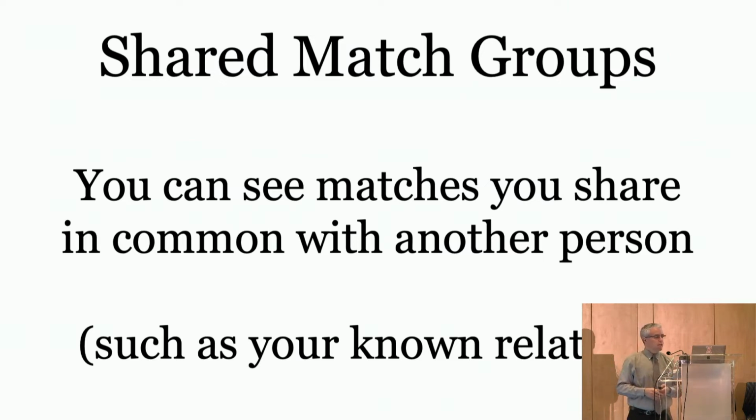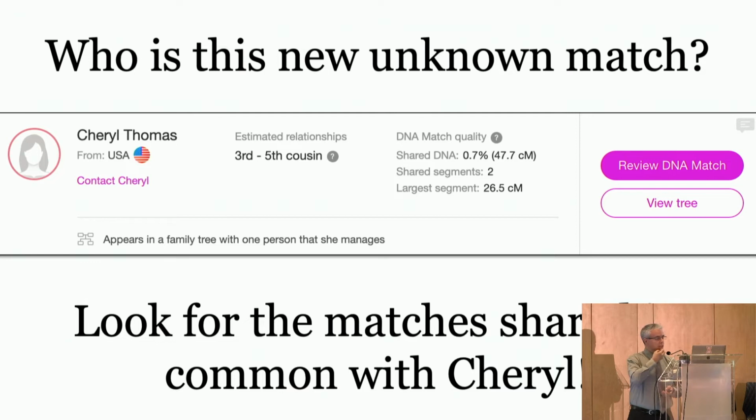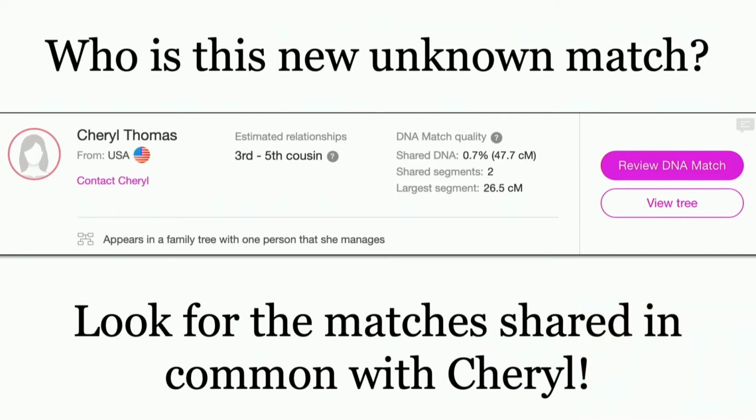as I said before. To show you an example, this is a new match, Cheryl Thomas. As you can see, she has one person in her tree. So if I can't figure out who Cheryl Thomas is, or what her tree is, I'm kind of stuck working with Cheryl Thomas. On the other hand, if I can see the matches I share in common with Cheryl, that will give me an instant hypothesis about our relationship.